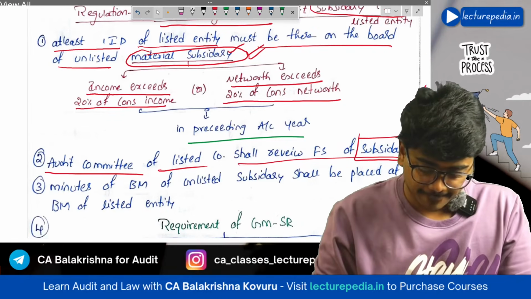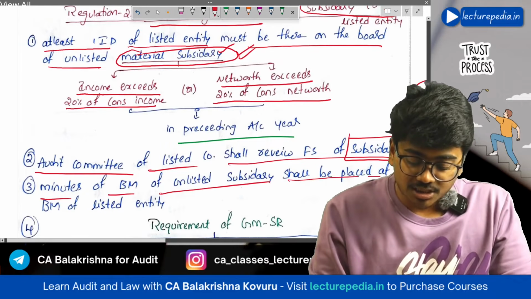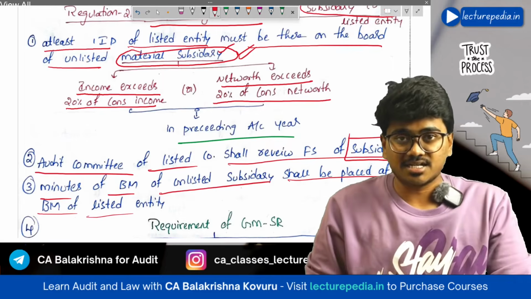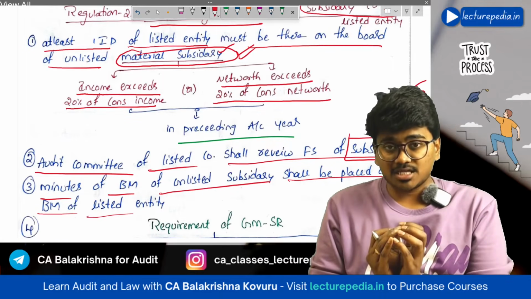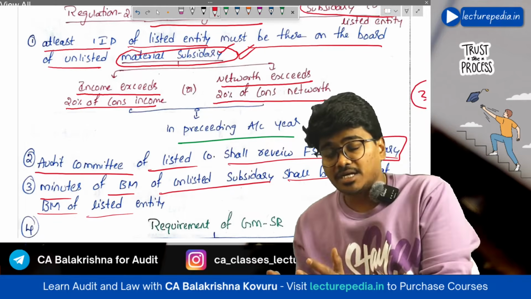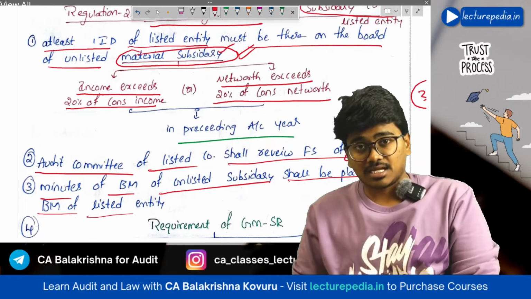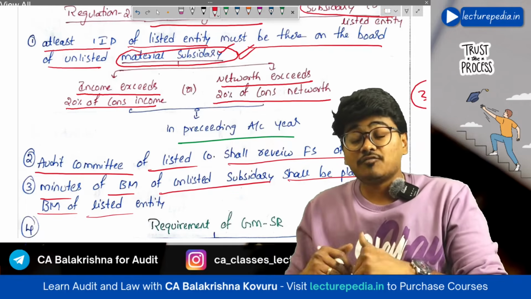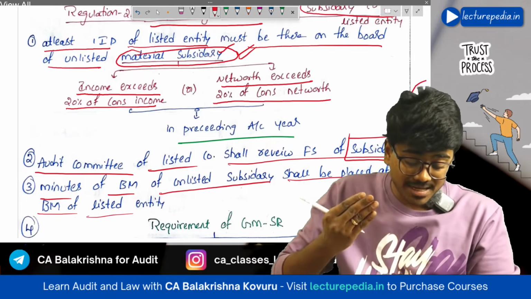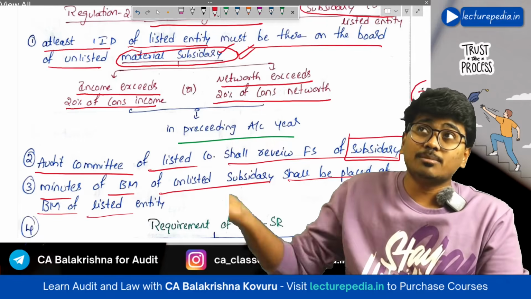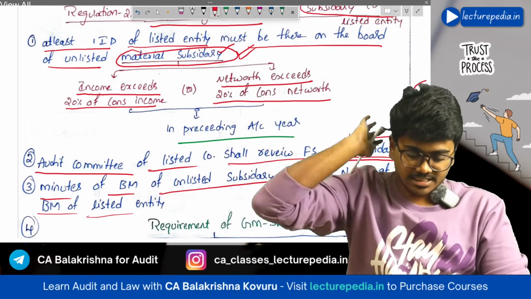Hope that is clear. Next, minutes of board meeting of unlisted subsidiary shall be placed at the board meeting of listed entity. Now, the unlisted subsidiary company will also conduct its board meeting, right? For such a board meeting there will be minutes, right? Now, the minutes of such board meeting of such unlisted subsidiary must be placed at the board meeting of the listed holding entity. Hope that is clear.